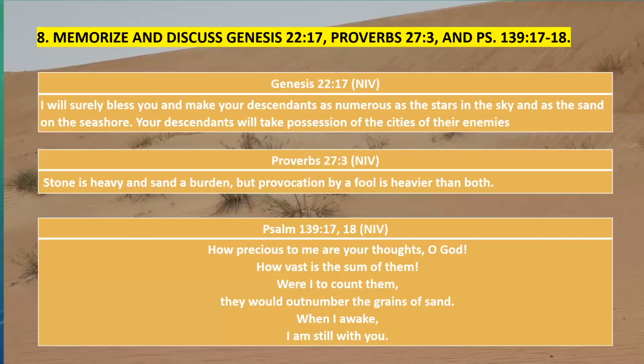Okay, so part of our requirement, we have to memorize Genesis 22:17, Proverbs 27:3, and Psalms 139:17 and 18. And it says, Genesis 22:17, I will surely bless you and make your descendants as numerous as the stars in the sky and as the sand on the seashore. Your descendants will take possession of the cities of their enemies.